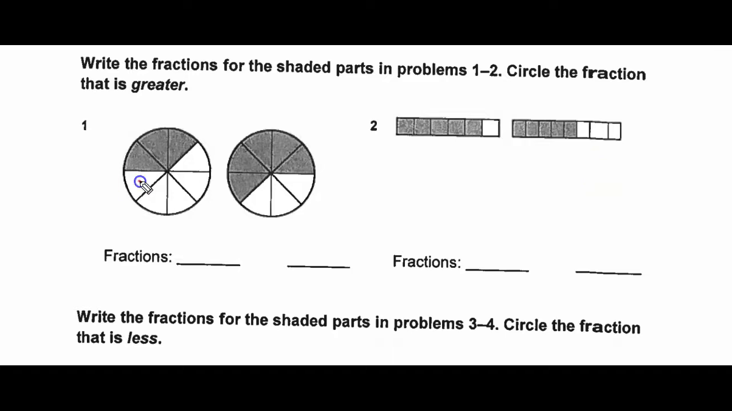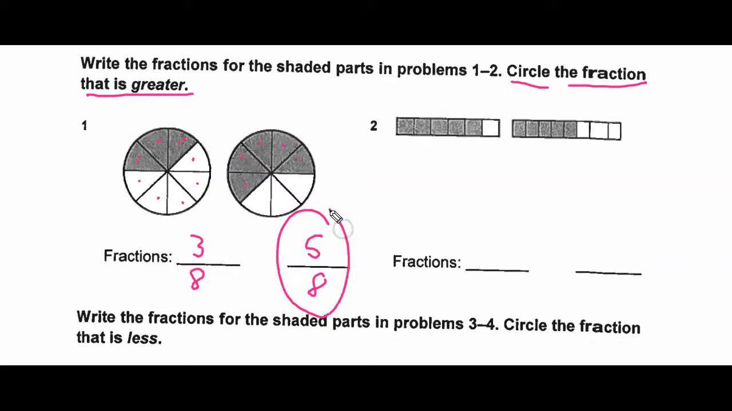So here I have 1, 2, 3, 4, 5, 6, 7, 8. That's my denominator. Okay, and how many are shaded in? 3 of those are shaded in. Okay, and then here, again, I have 8 is my denominator. And I have 1, 2, 3, 4, 5. 5 are shaded in. Then it says circle the fraction that is greater. If I look at the parts that are shaded in, 5/8 is greater.